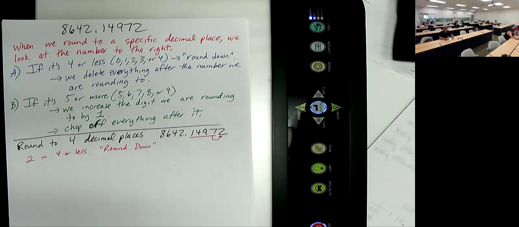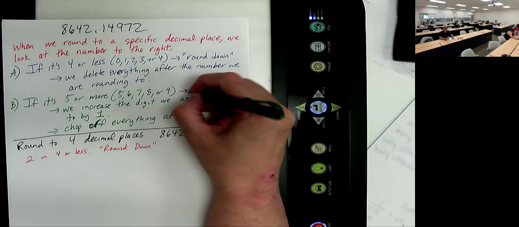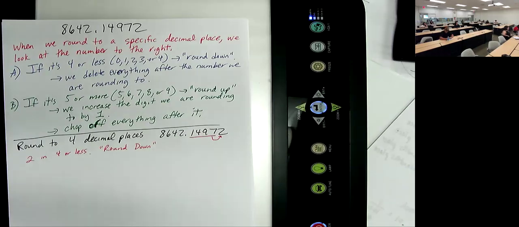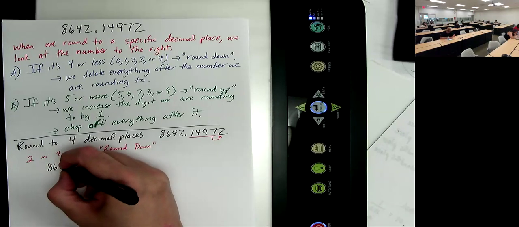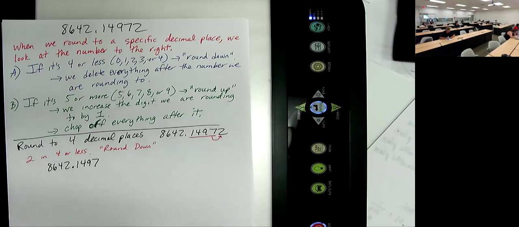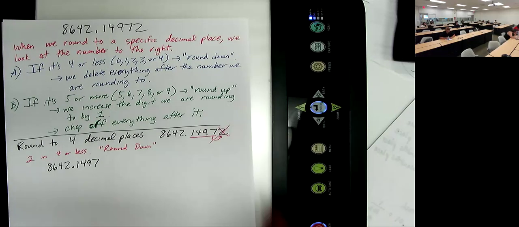I didn't even say what I call this one. This is round up. So in that case, we copied down the rest of the number that we had, up to the point of the decimal that we were including, the place we were rounding to. This just gets chopped off, we don't have it. And that's our final answer.